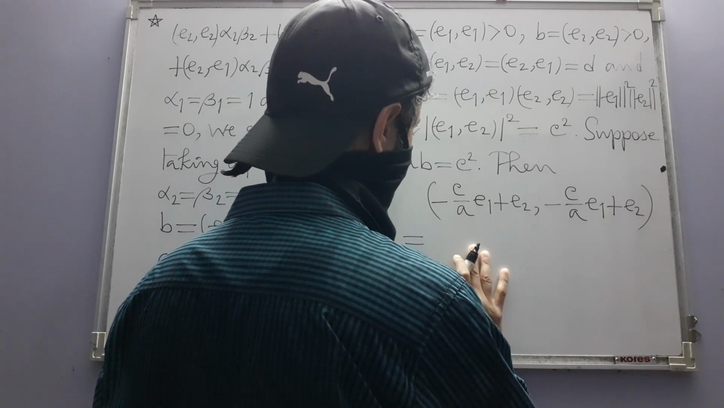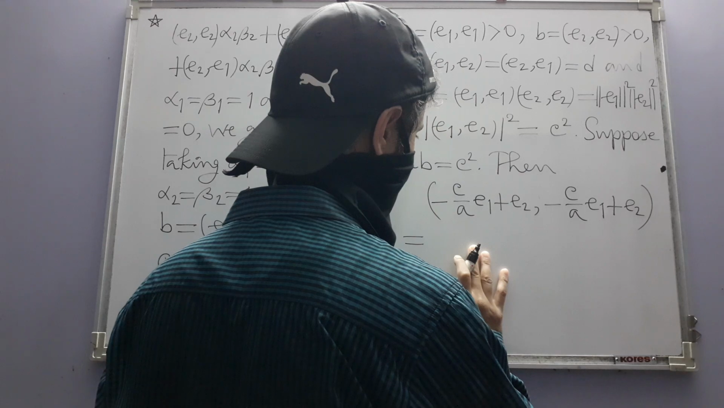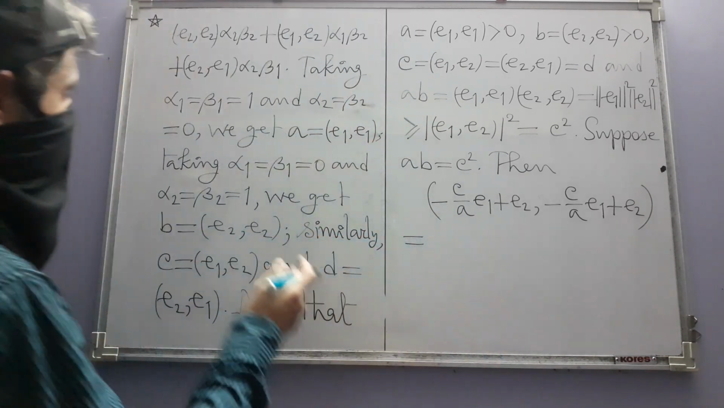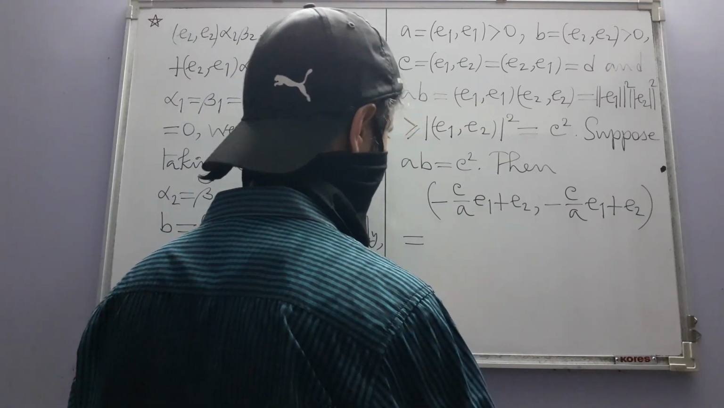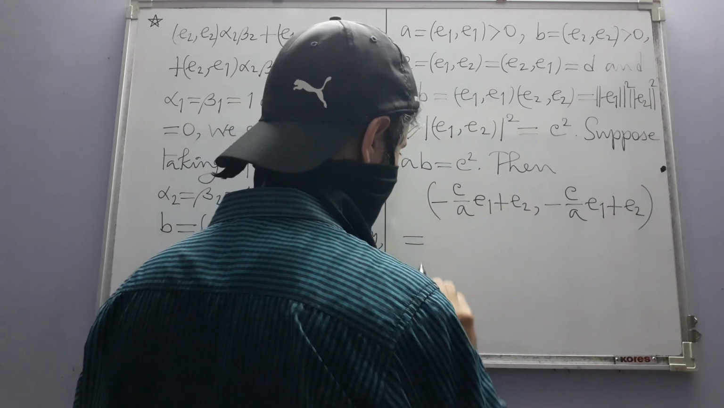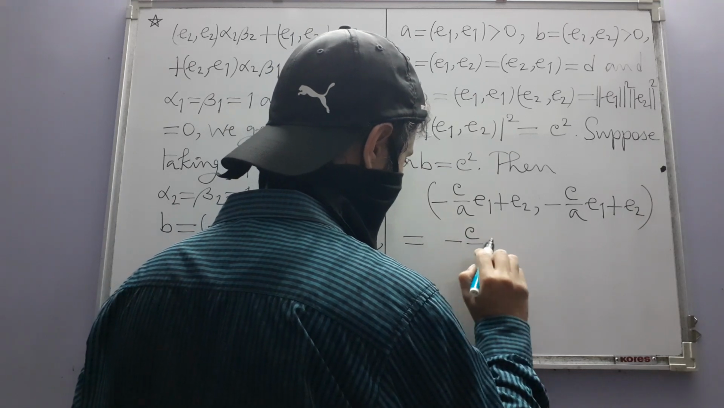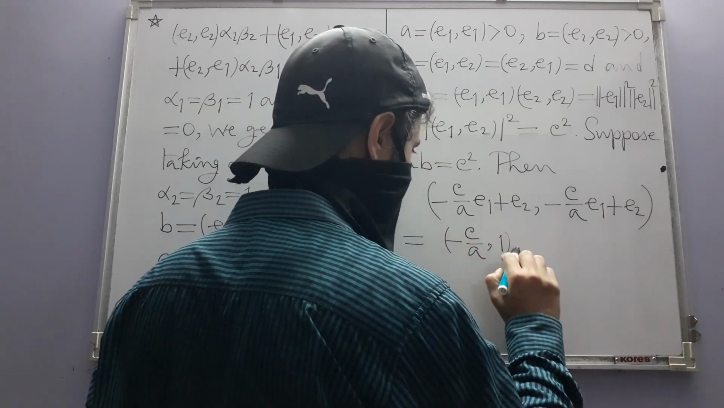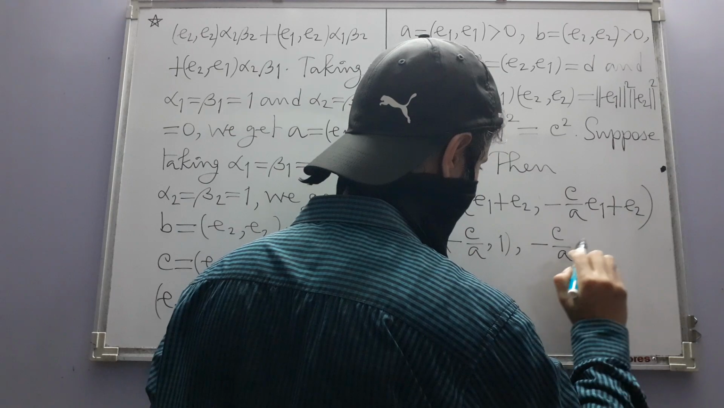Well, okay, what should we do? Should we apply the definition itself? Yeah, I think we can apply the definition of this function itself. That way it will be quicker. So what is this vector? It is just minus c over a comma 1, and this same thing, minus c over a comma 1.